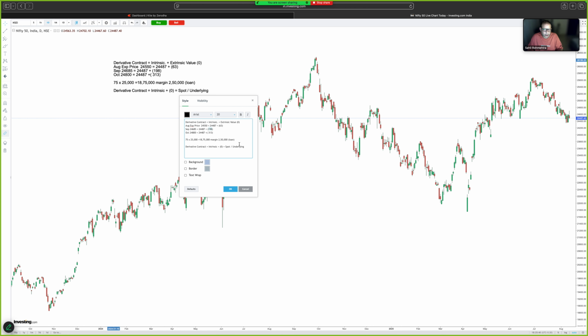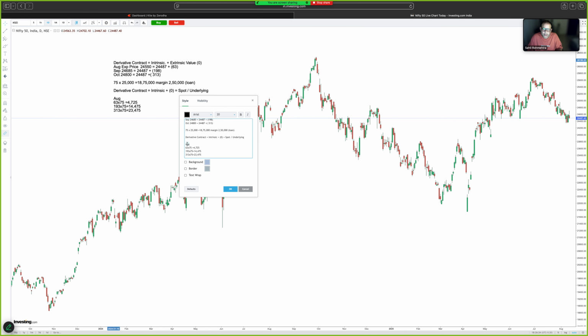Now, if the market on the day of expiry closes exactly here at 24,487.4, in that case, you will obviously get the full intrinsic value, but you will lose out on the extrinsic value. Which means that if the market closes at the exact same value for the August contract, you will lose 63 into 75, right? Which is some value, 4725. For the September contract, we would lose 198 into 75. All right, and for the October contract, we would lose 313 into 75, right?